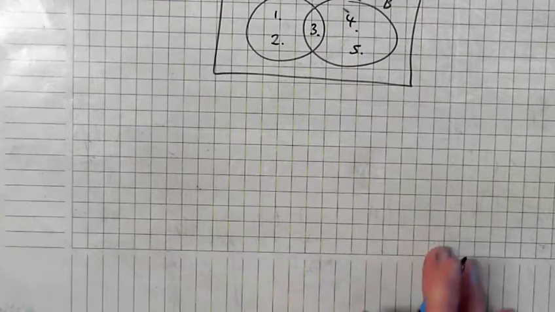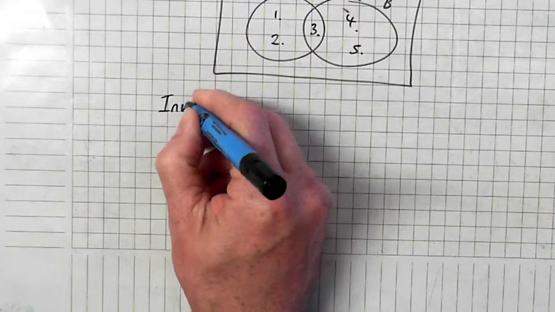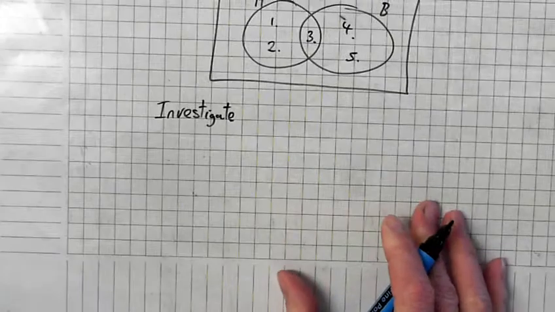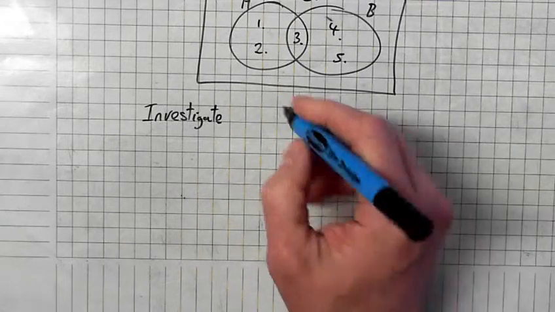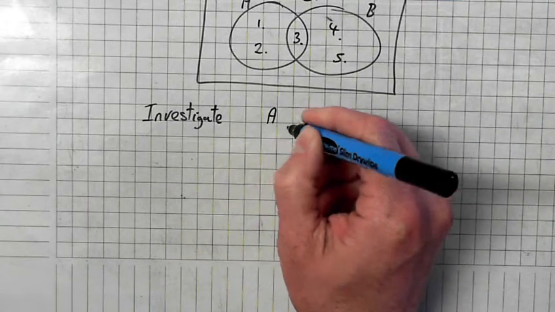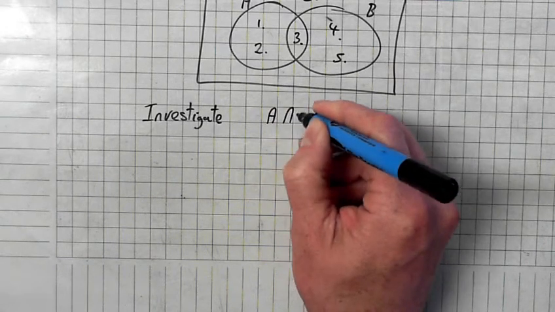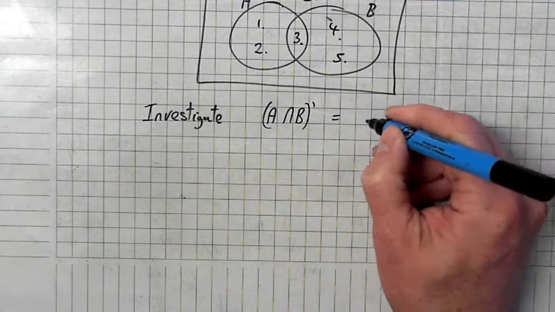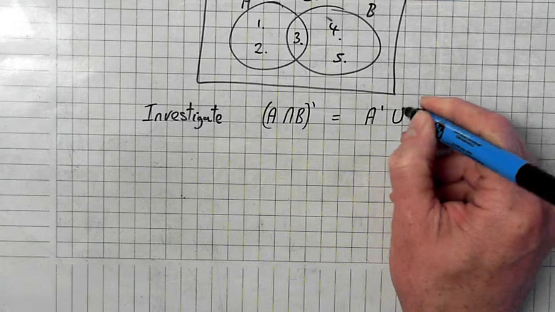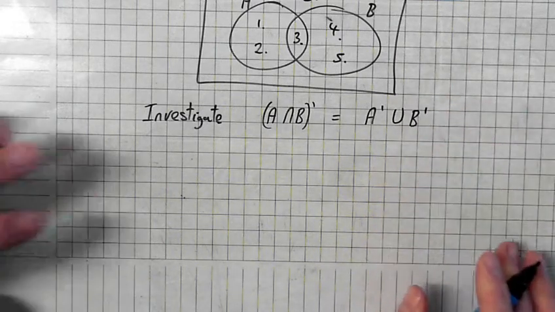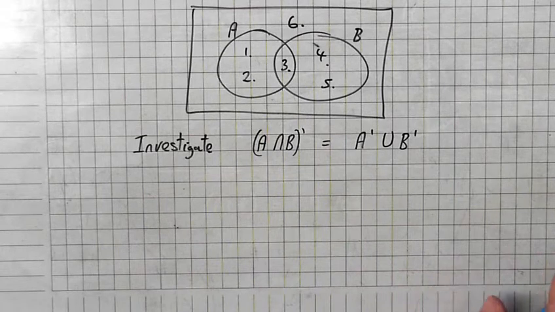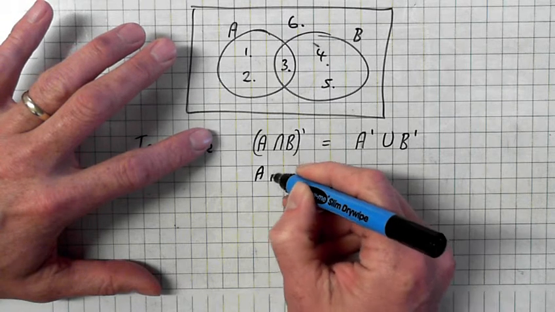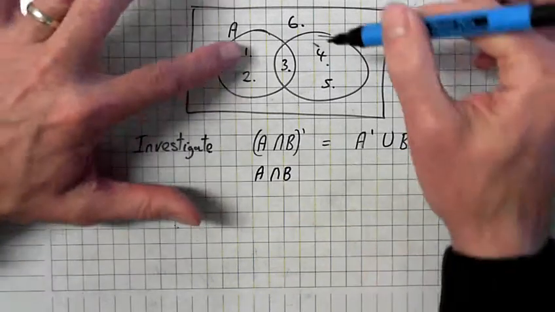Now, the way this question is written sounds difficult, but you just have to follow it and break it up. Investigate if A intersection B complement is equal to A complement union B complement. We'll break it into pieces. We'll look at the left hand side first. First of all, A intersection B is 3.